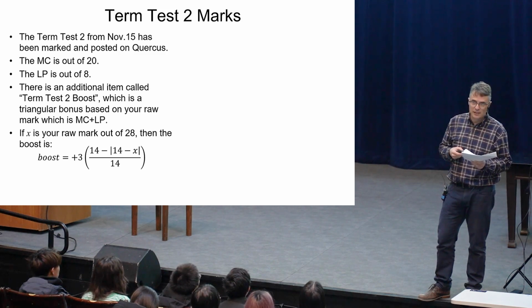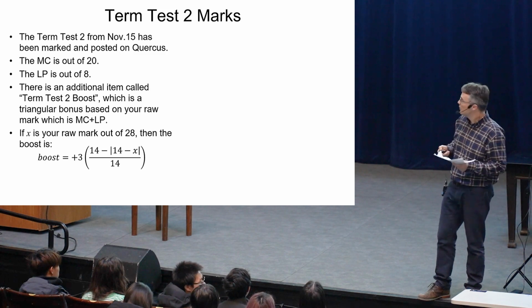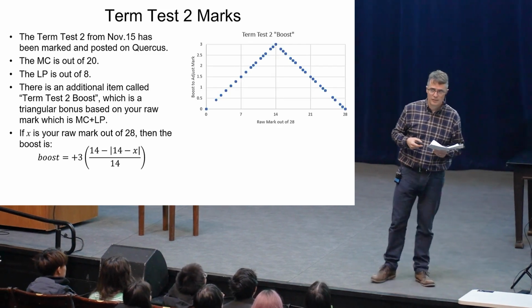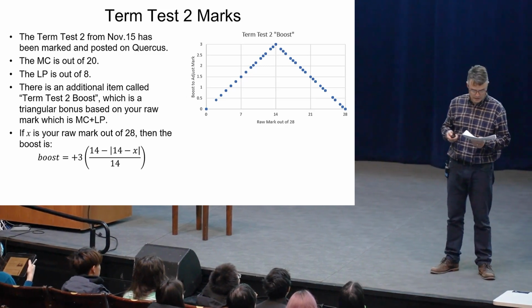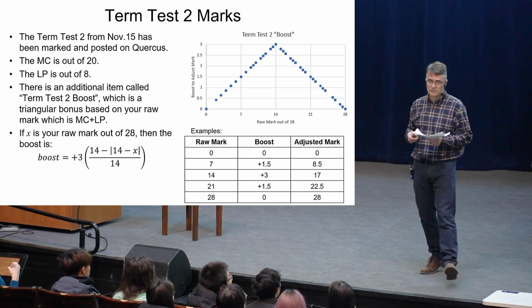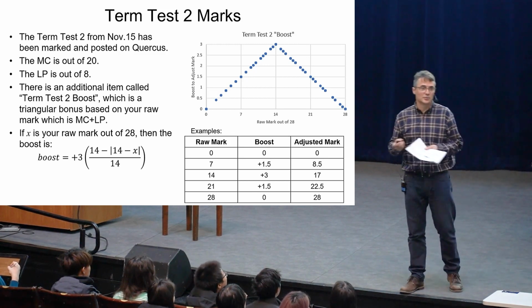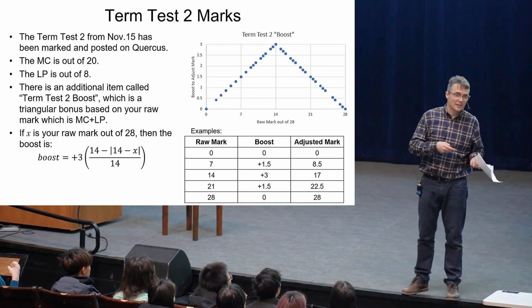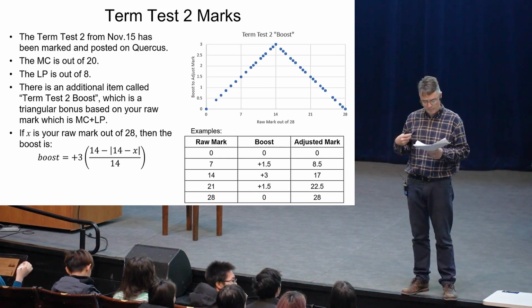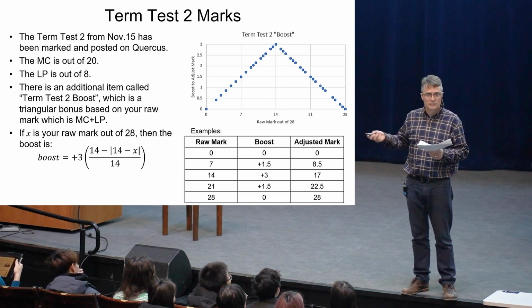And there's the absolute value of 14 minus X, which has a maximum when X equals 14. So if you got 14 out of 28, you got the maximum boost. You're going to get 17 out of 28. If you got 0 out of 28, you get 0. If you got 28 out of 28, you get 28. So 0 maps to 0, 100% maps to 100%. And then in the middle, everyone got a kind of boost.